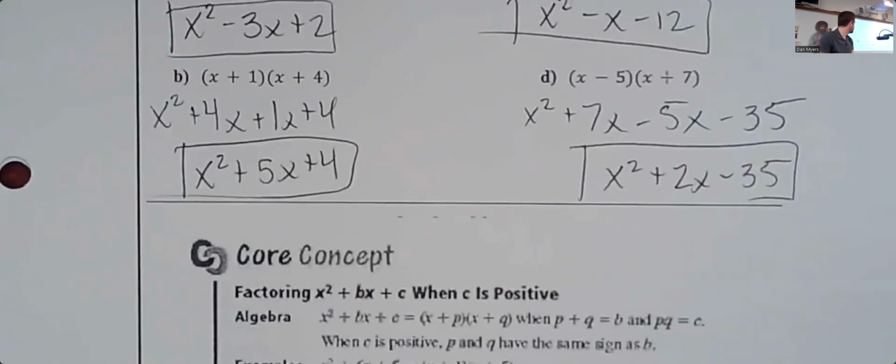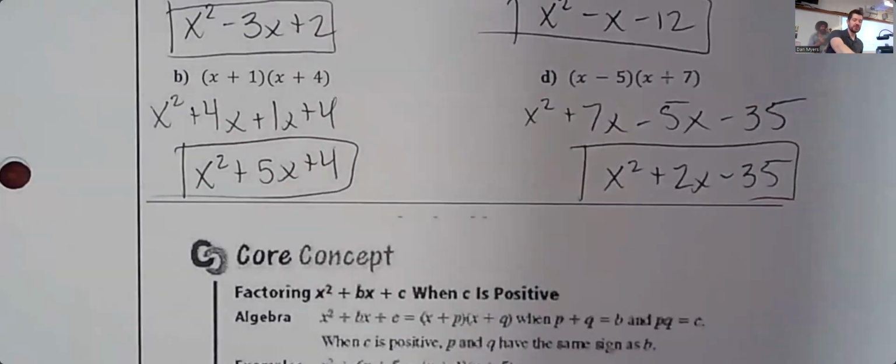So x squared plus 2x minus 35. Cool. All right. Any questions about FOIL? Does this look like a familiar process? I hope. If it's not, if you need some extra help with it, come see me after school for TAT. I'm happy to go over it in more detail if we need more time for that.